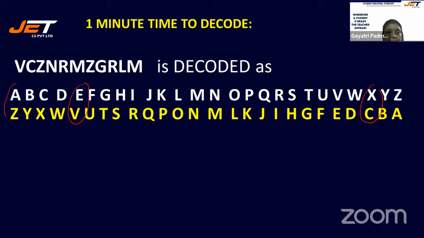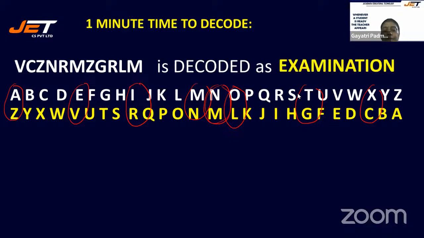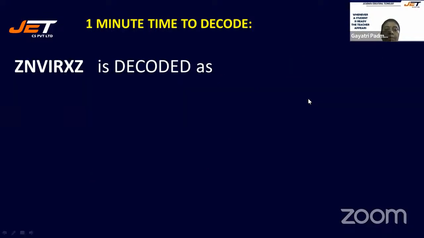We have Z. Next we have N. Next we have R. Next we have M. Next we have Z. So again here. Next we have G. All right. Next we have R. So R is here. Next we have L. All right. So now where is L? Here. And you have M. M is here. Fine. So after decoding, you get examination. All right. Yes. Now let us try another one.